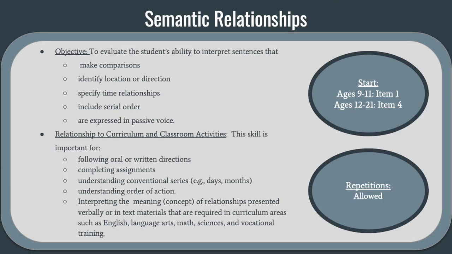The semantic relationship subtest serves to evaluate the student's ability to interpret sentences that make comparisons, identify location or direction, specify time relationships, include serial order, and are expressive and passive voice. I'm going to read you some problems to figure out. Each problem has 2 correct answers. Let's do one and see if you can tell me 2 correct answers.